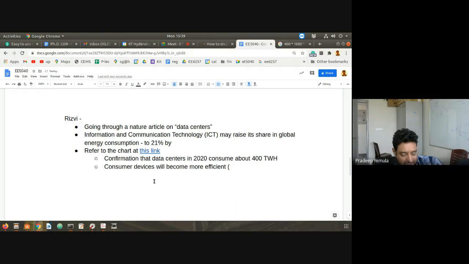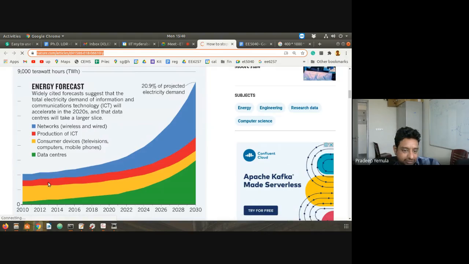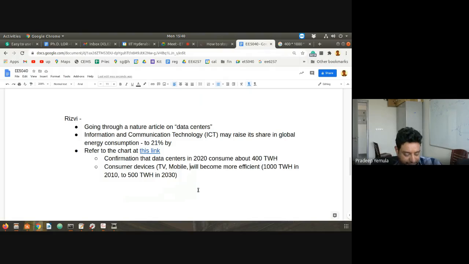Okay, so 1,000 terawatt hour consumption across the world in 2010 to just 500 terawatt hours in 2030. This is very interesting, right? Consumer devices, what they are saying, TV, mobile, what else? Clearly they mentioned that also, right? Televisions, computers, and mobiles. So this I find interesting.